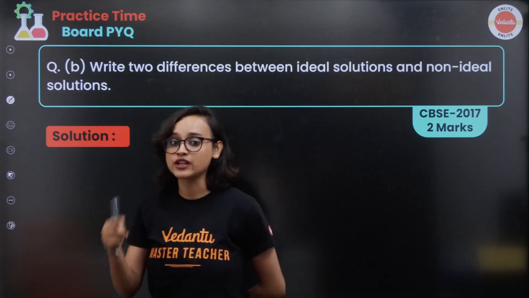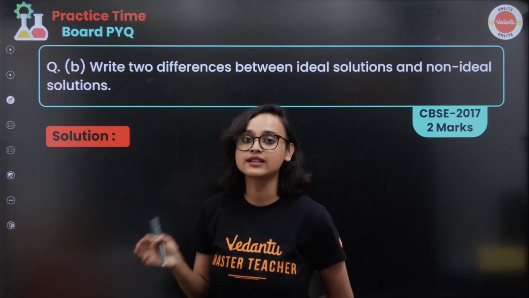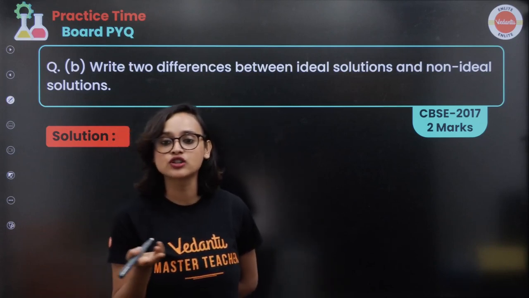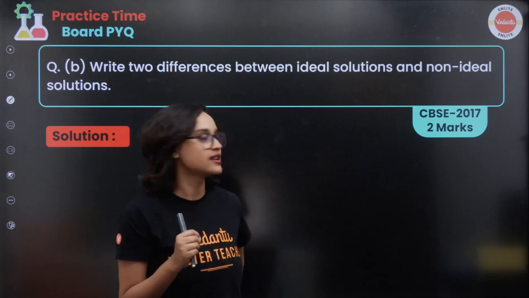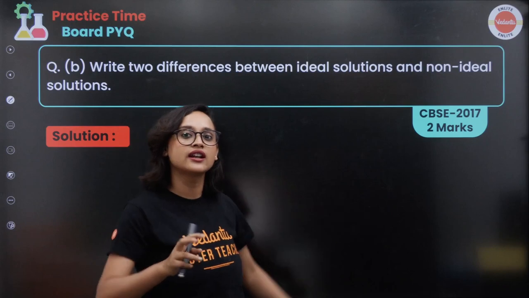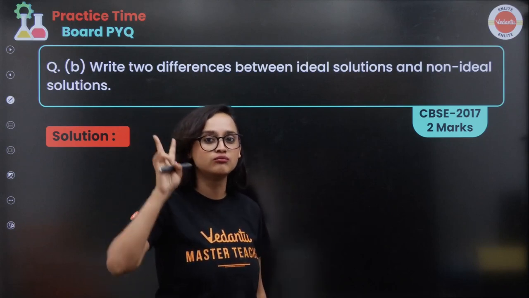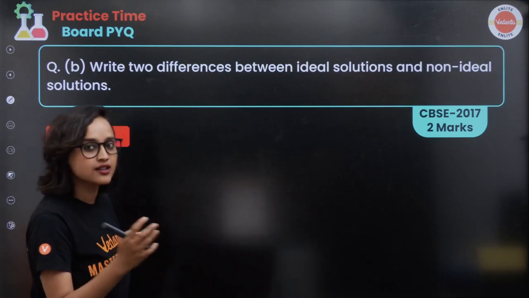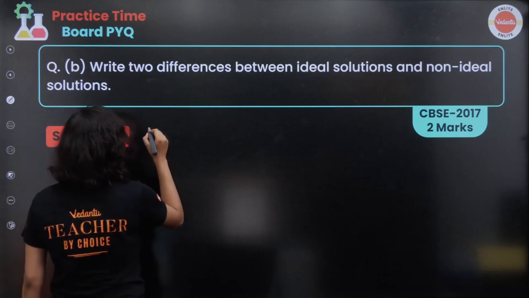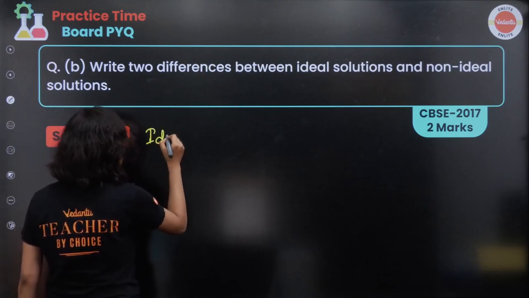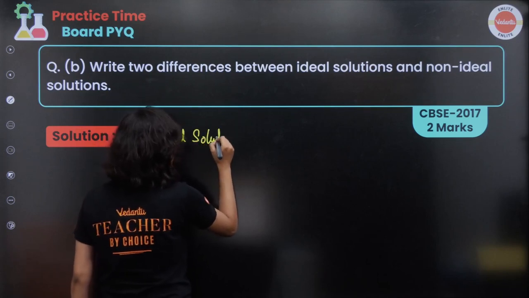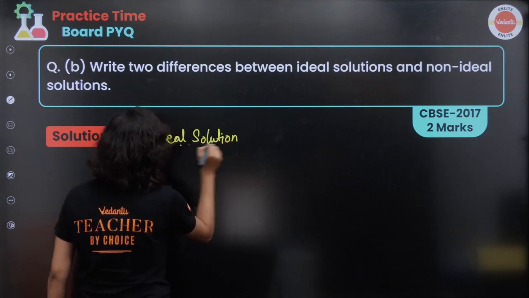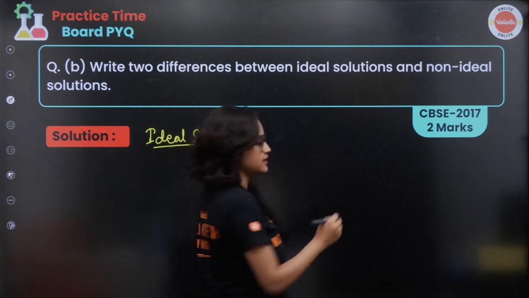Now, the next question, that is part B of this, is write two differences between ideal solution and non-ideal solution. Easy peasy, biryani is tasty. You guys are getting free of cost 2 marks. Everybody knows this. This is the easiest question that can come, right? So let's write it down here. Ideal solution and non-ideal solution.